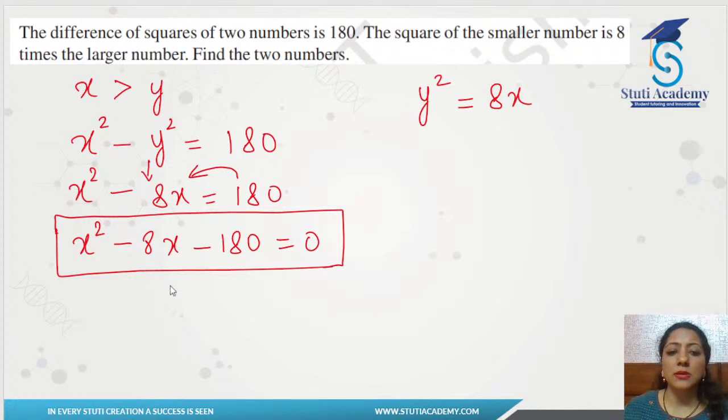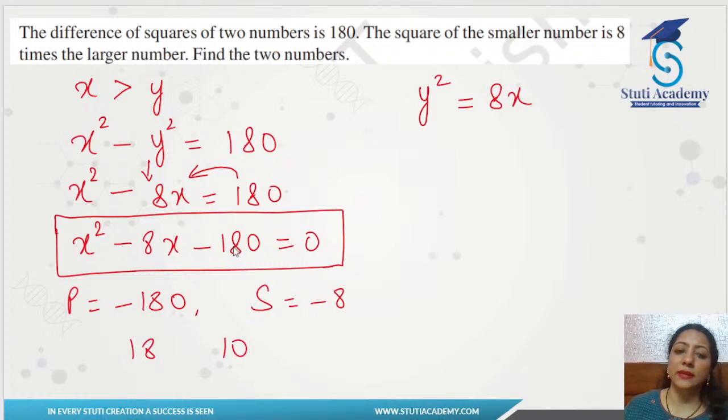So we want two numbers whose product is minus 180 and whose sum is minus 8. If we take 18 and 10, that gives us the product 180. We want the product as minus 180, so one of these must be negative. How will we decide this? We want the sum to be negative 8. So if I take minus 18 plus 10, it will give us the sum minus 8 and the product minus 180.